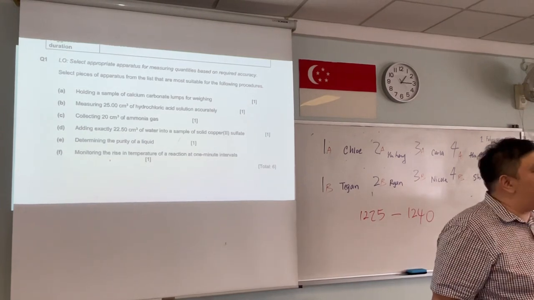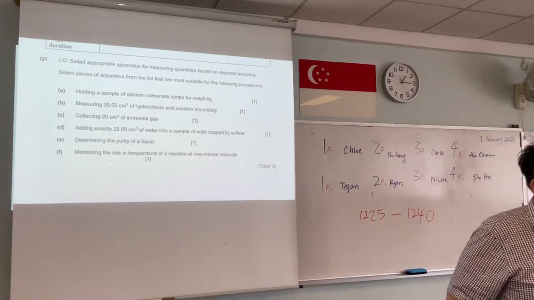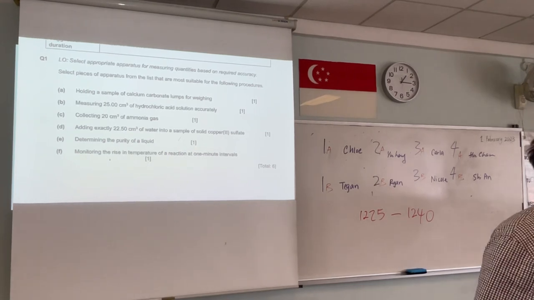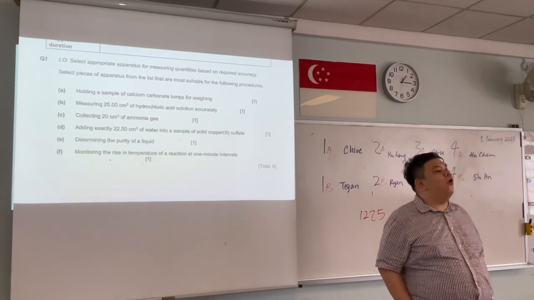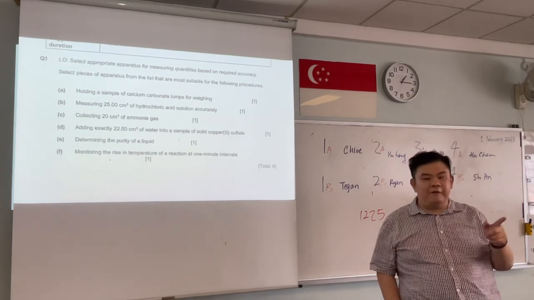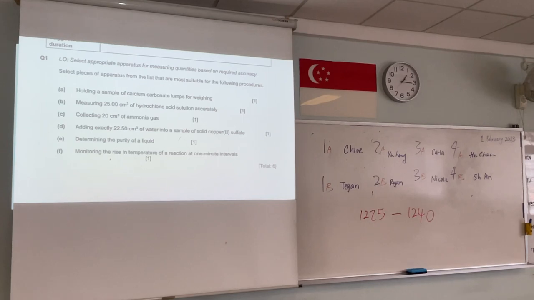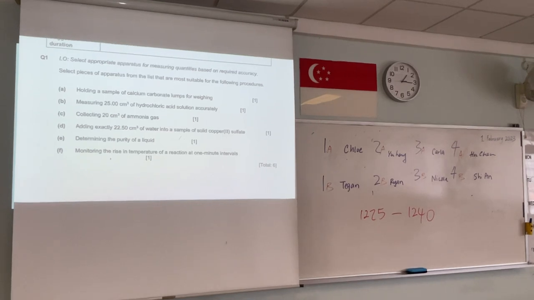25.00. Can a pipette give you 25.00 or not? Zero. 25. What is the accuracy of a pipette? How many decimal places? One. Only one. Okay, so you fell for it. A pipette can only give you up to one decimal place, 25.0, and it's fixed volume. 25, 20, 15. These are the common volumes that we are using.